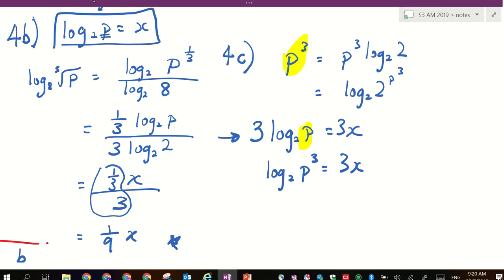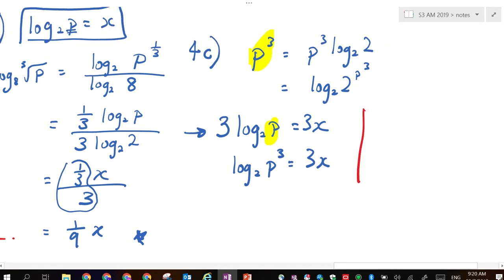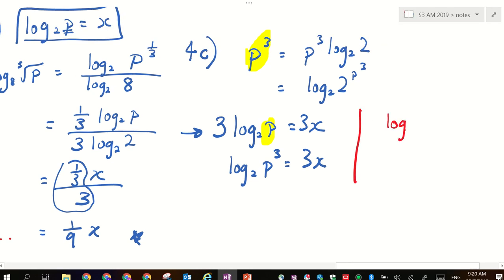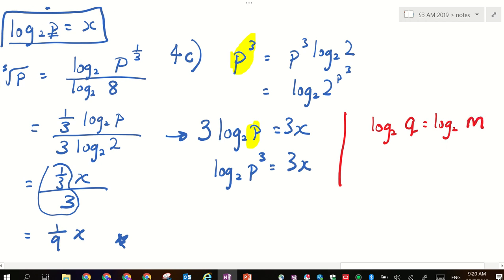So I will bring in another trick for you to see, like magic. For example, what if log 2 q equals log 2 m? Now, if both sides are a single logarithm, meaning both sides only have one logarithm, and both sides have the same base, what can I say about the numbers? Same, right? So q is equal to m. So I can remove the log 2 like that. It's not divide, it's not cancel, it's compare.